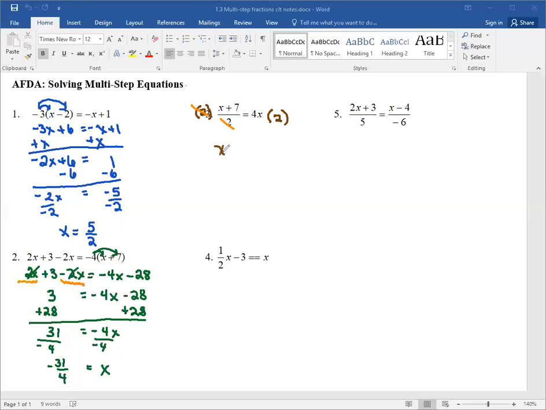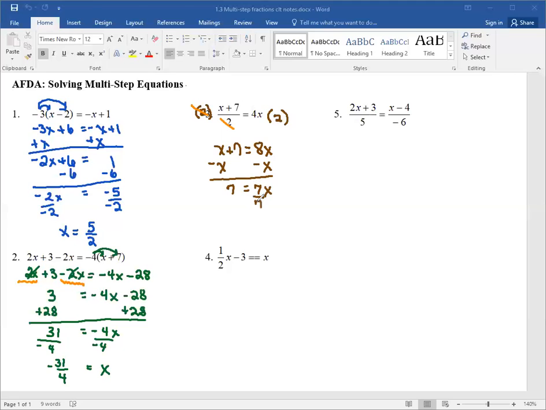leaving me with x plus 7 equals, and then 4x times 2 is just 8x. You're just multiplying the numbers. You don't worry about the variable here because there's not another variable. Okay, I have x's on the right. I'm going to leave those there since I only need to move one thing. So that would be a negative x since this is positive 1x. I'm going to subtract an x from both sides. So 7 is equal to 7x's.